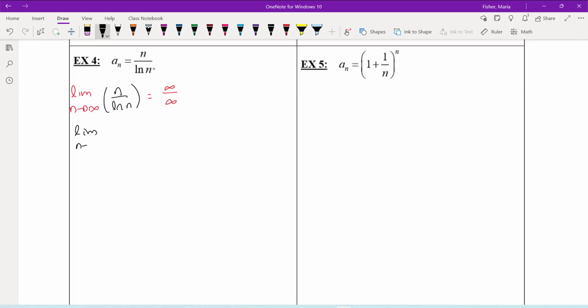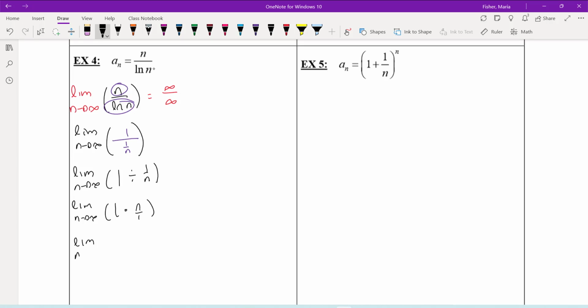If we use L'Hopital's rule, what is the derivative of the numerator? Well, the derivative of n is 1. And then what's the derivative of the denominator? Well, the derivative of the natural log of n is 1 over n. Now we clean it up before we try to take the limit again. Well, this is really just 1 divided by 1 over n, and if you're dividing by a fraction, that's the same as multiplying by its reciprocal. Therefore, you're really just looking at the limit as n goes to infinity of n. Well, that's just going to equal infinity. Since that means that the limit doesn't exist, we know that this sequence diverges.